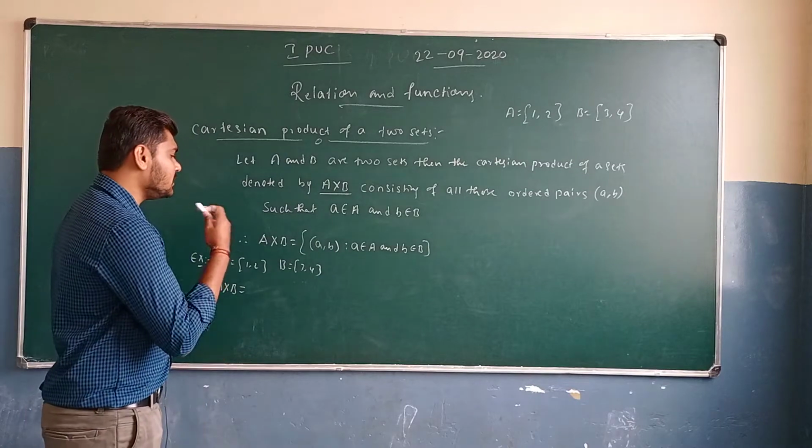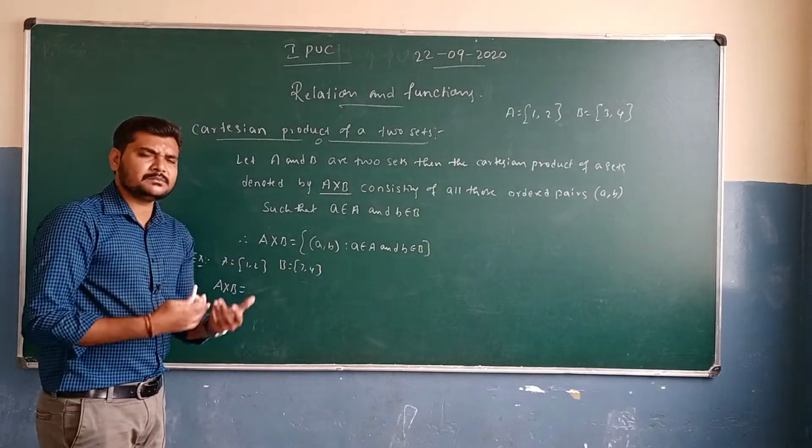It is going to be in the form of (a, b). That remains an ordered pair.